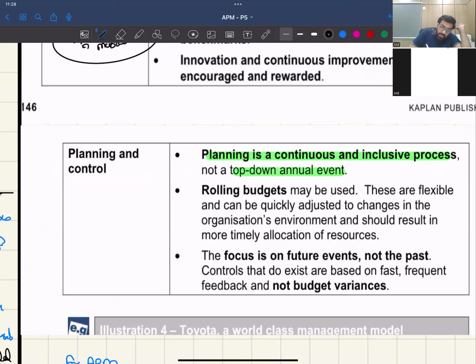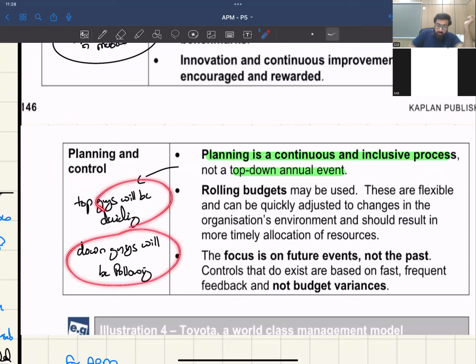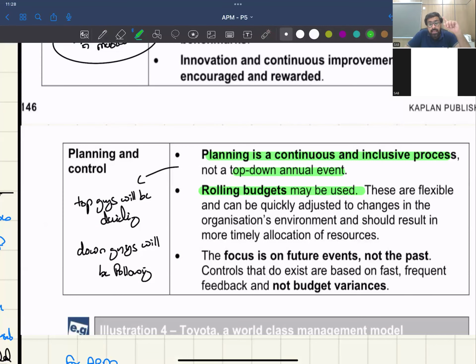No top-down annual event. Do you guys know what top-down annual event means? The top guys decide and the guys below follow. So there should be equal opportunity rather than one person deciding and another following. Rolling budgets can be used. We have in fact attempted a past paper on it as well, static COA. Rolling budgets may be used because they are really focused on beyond budgeting.